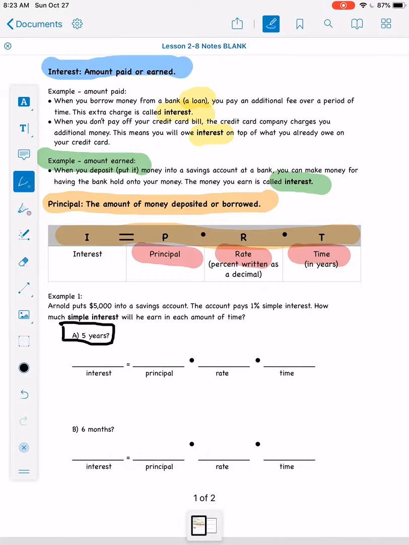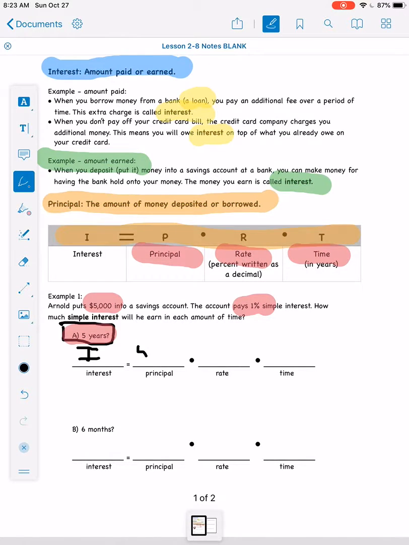We're solving for interest because that's what this question is asking: how much simple interest. So that's the part we don't know, and we're going to assign a variable for that. We'll call it I. Then we take the principal. How much money did he put in? He put in $5,000. We know it pays 1% interest, and it's going to be over 5 years. So we have all the information we need to make our calculation.